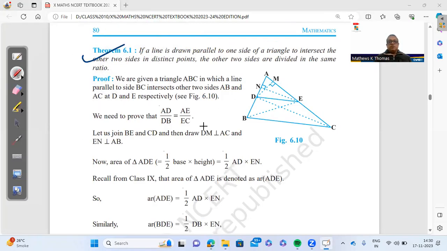So this is the theorem that I was mentioning. Kindly do this theorem. This is very important from the examination point of view, because there's only one theorem now. Earlier there were 4 theorems. 3 have been deleted. There's only one theorem. So the chances of this coming is very high.